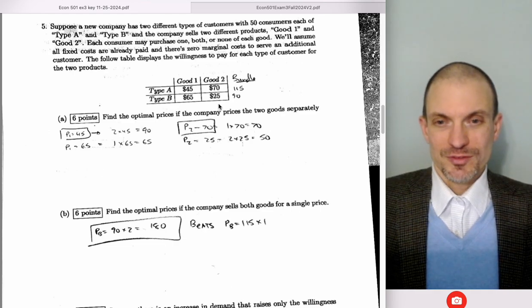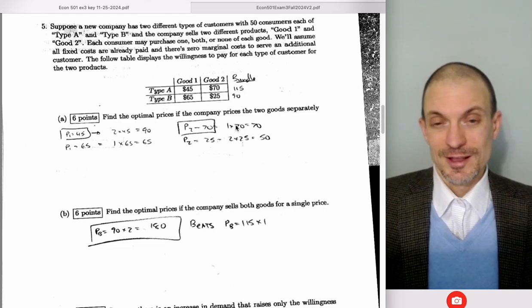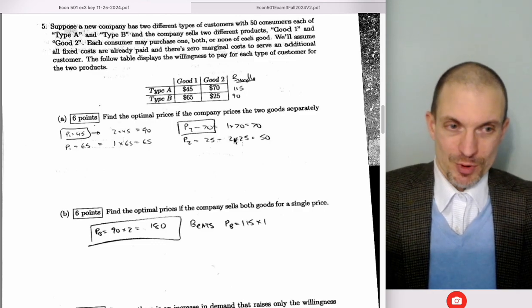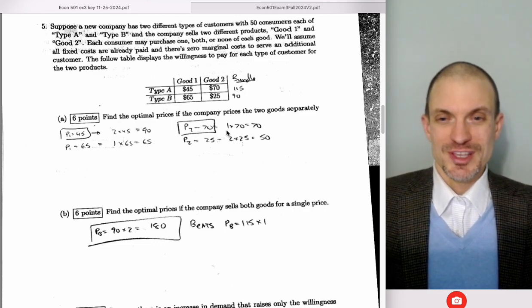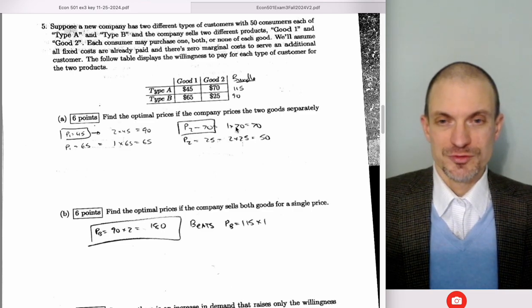If I set the price of good 2 at 25, I can sell to both types. So I'd actually sell to 100 consumers instead of just 50. Here I said 2 consumers. I'll sell to both, or both types. Either way, we're better off actually ignoring type B consumers from the perspective of how we're setting the price for good 2.